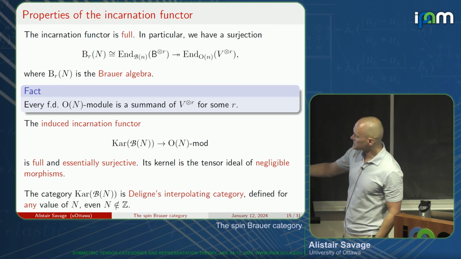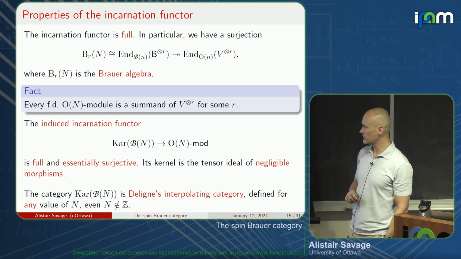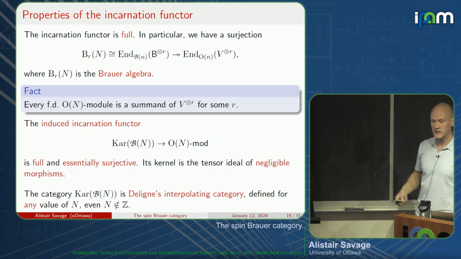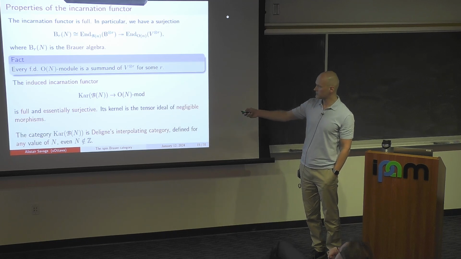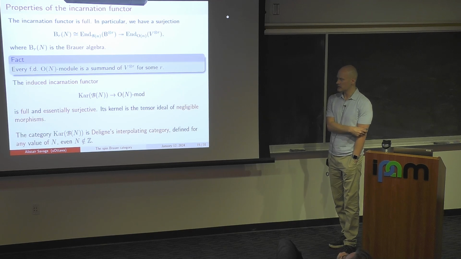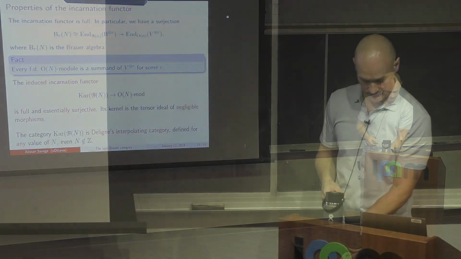So this category, this Karoubi envelope of this Brauer category, is Deligne's interpolating category for the orthogonal group. And it's defined for any value of n, right? We only have this incarnation functor when n is an integer, but in general, we have the abstract category for any value of n.